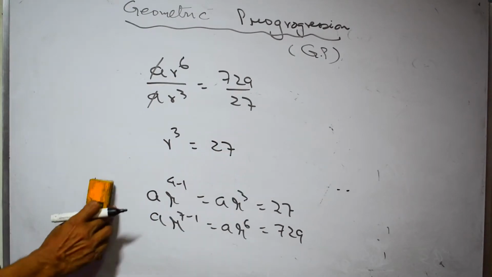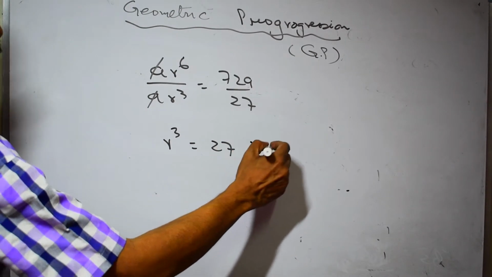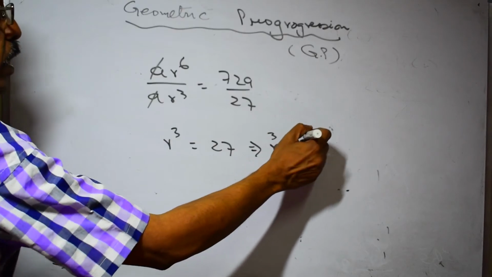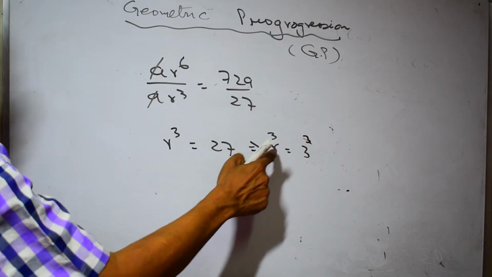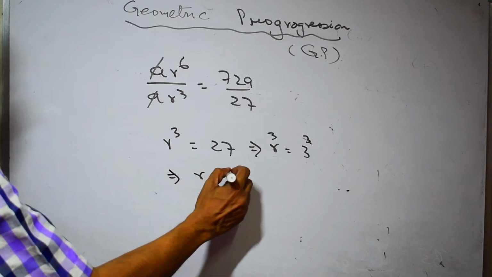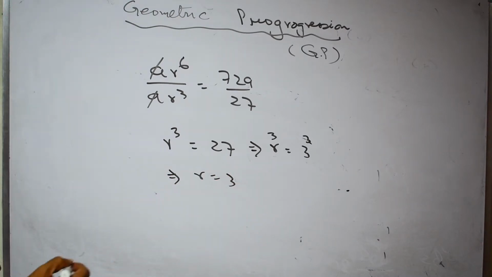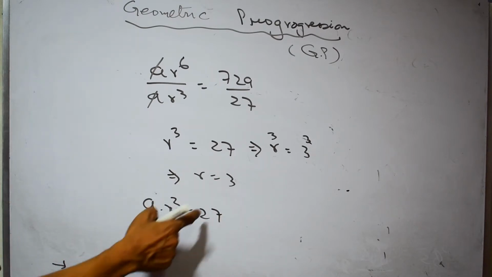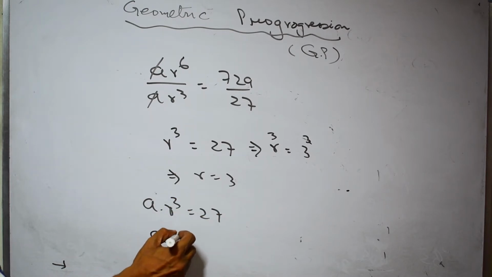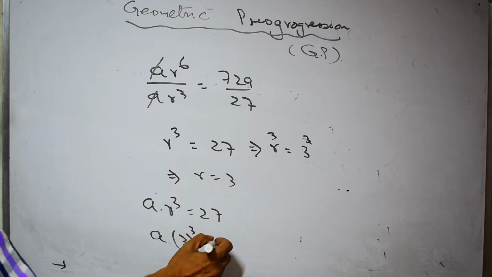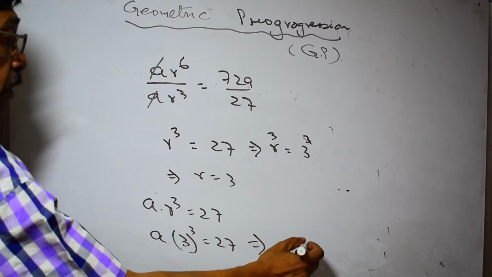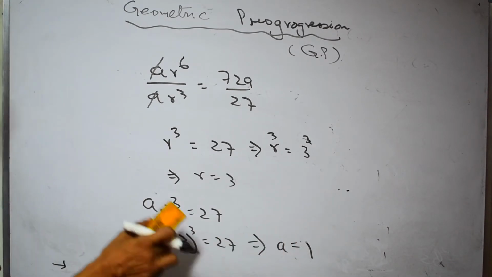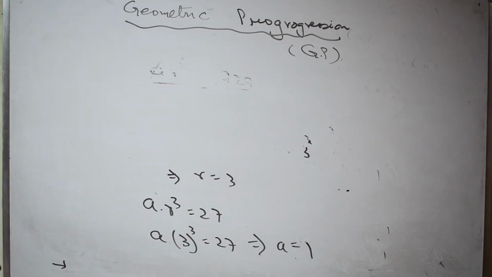So R cubed is 27, hence we find that R is 3, because 3 to the power 3 is 27. We know if the power is same, then base must be same. So here R to the power 3 is 3 to the power 3, therefore R is 3. Now we know AR to the power 3 is 27, and we have found R as 3. So our result will be A, that we don't know, times 3 to the power 3, which is 27, hence 27 by 27, A is 1. So we know A, we know R, and we need to know the total of 8 terms.